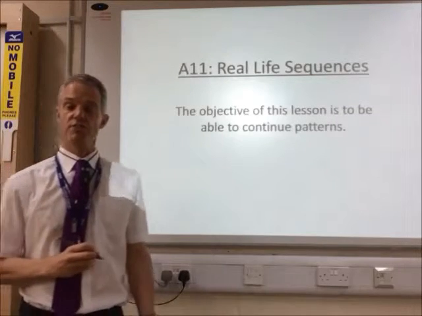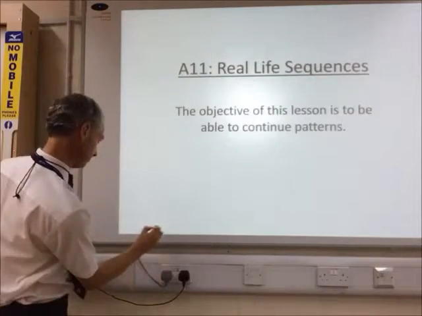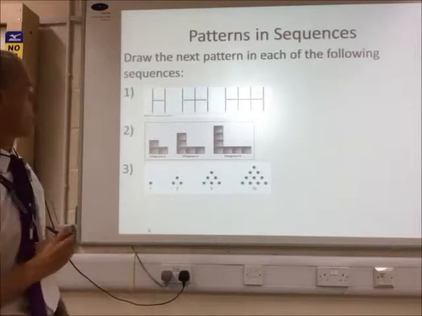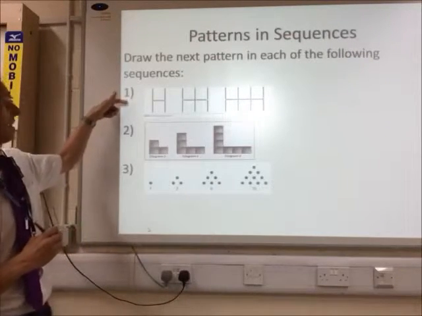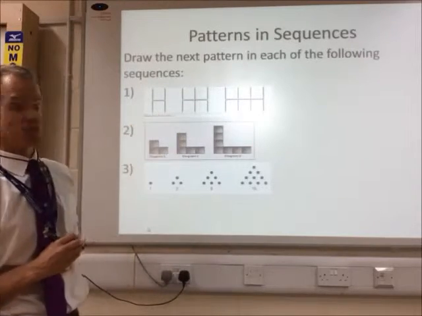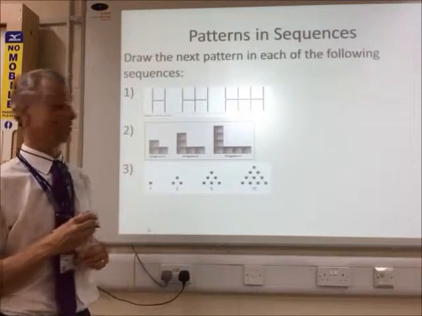Okay, so the objective of this lesson is to be able to draw the next pattern in a sequence. So here's 3 examples here, we're going to go through each one. If we look at the first one here, we can see we've got 3 stages of the pattern. So we need to just look at what happens between each one. What extra are we adding on each time?